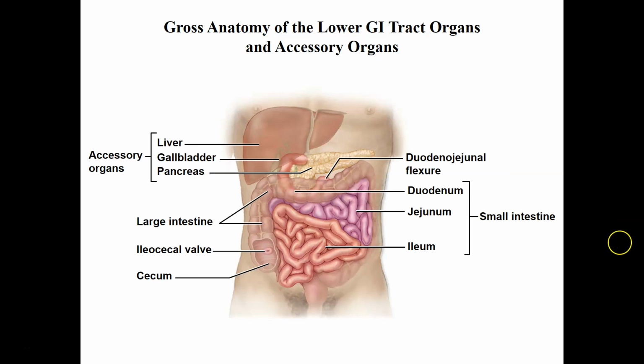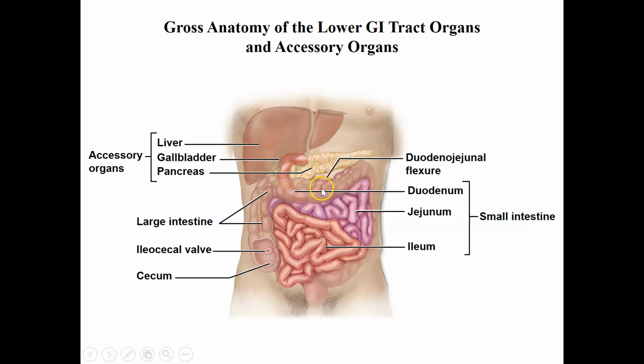So this slide is showing the organs of the digestive tract that are located in the abdomen. So it's the lower GI tract, and everything except for the stomach. The stomach would occupy this position, and that's going to lead into the small intestine.